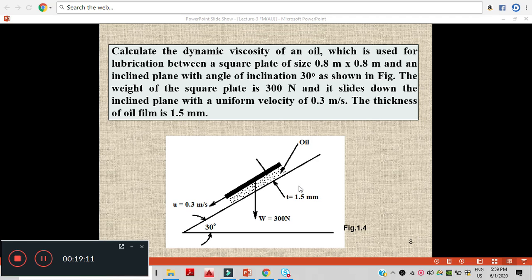So this is basically a ramp, and there is an oil film whose thickness is 1.5 mm, and there is a square plate on it, on the ramp, moving with the velocity of 0.3 meter per second. It is given. So we have to calculate the dynamic viscosity of the oil. So we are considering Newton's law of viscosity. What is Newton's law of viscosity?